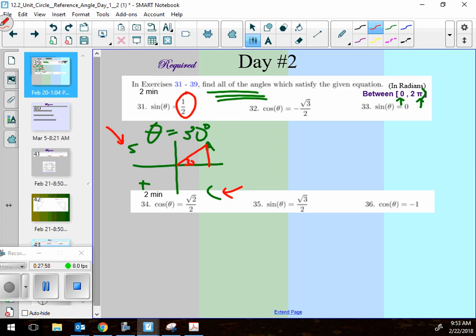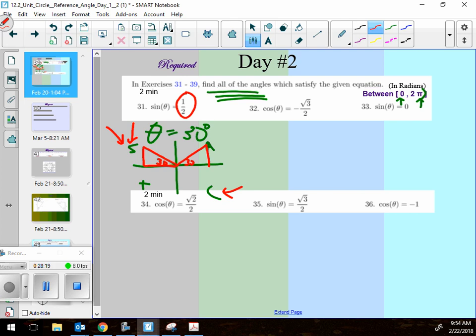There's always 2 answers. Always is a big word. There is an exception, and it's on some of the quadrantals. I won't have 2 answers for it. It'll only be 1. But if it's not a quadrantal, there'll be 2 answers. So where's the other place where sine is positive? That's this spot. So I should be able to make another reference triangle over here where that's 30.